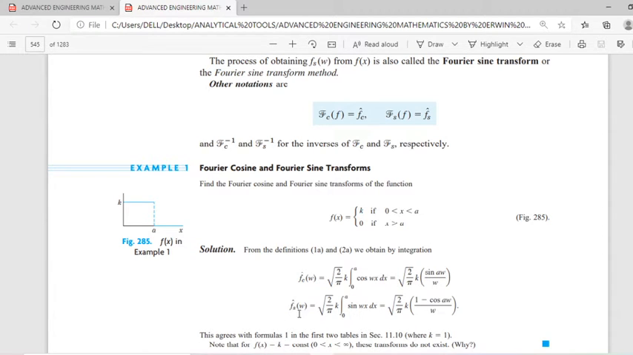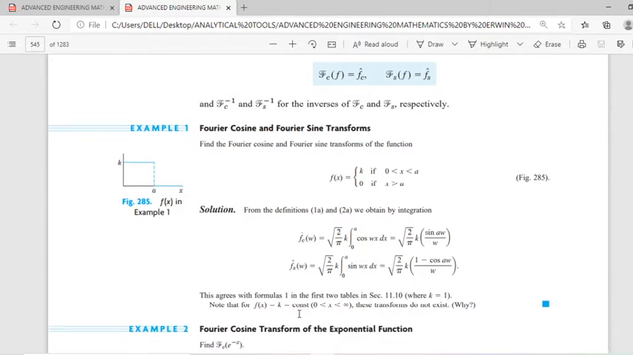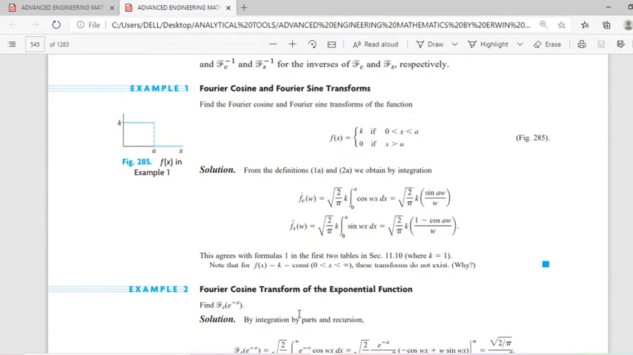Similarly, what is the sine transform for the same function? Root of 2 by pi k into integral 0 to a sin wx dx, that equals root of 2 by pi k into (1 minus cos aw) by w. So that is the Fourier sine transform.